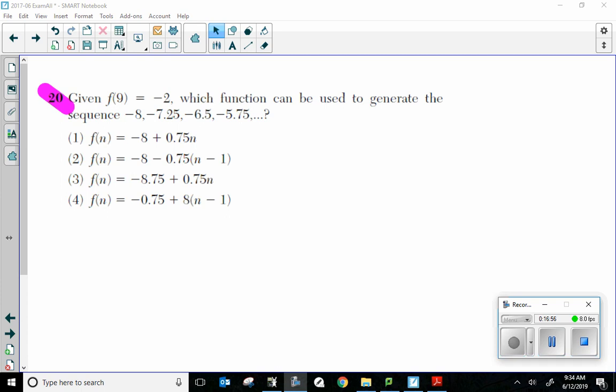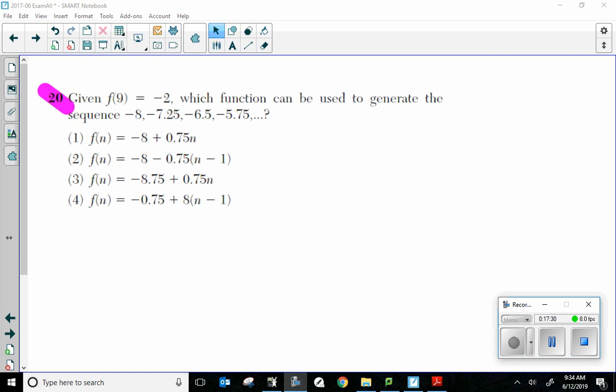So, given f of 9 equals negative 2, which function can be used to generate the sequence negative 8, negative 7.25, negative 6.5, negative 5.75, etc.? All right, this to me is an arithmetic sequence. How do I know that? Because the values change by the same amount. They're not being multiplied by some value as I go from one element to the next element. They are being altered by the same value.